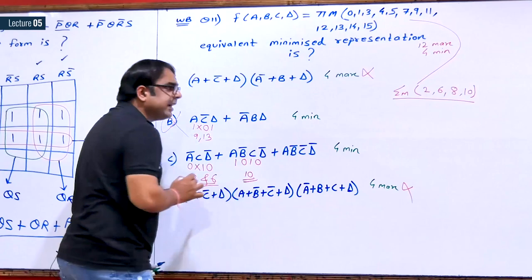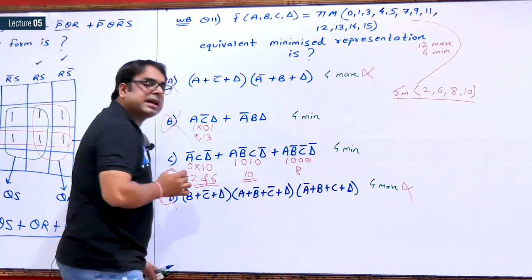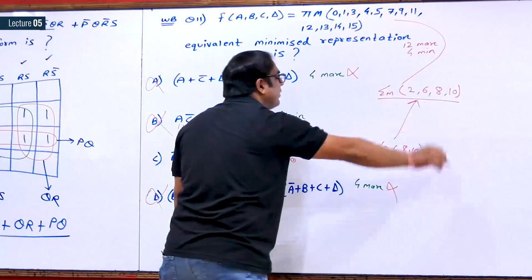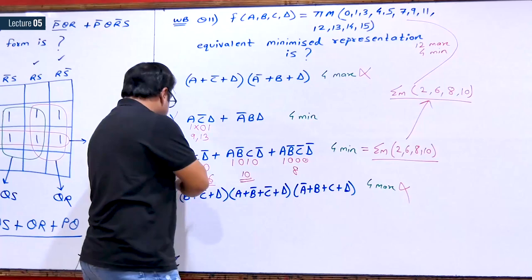1000, it is 8. It is again matching. So option C is minterms 2 6 8 10, which is exactly matching with the minterms list of the given function in the question. So option C has to be the correct answer.